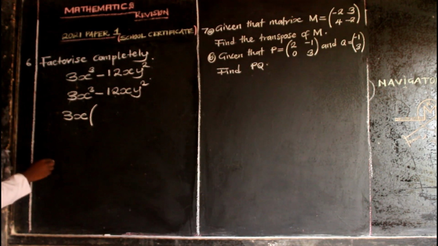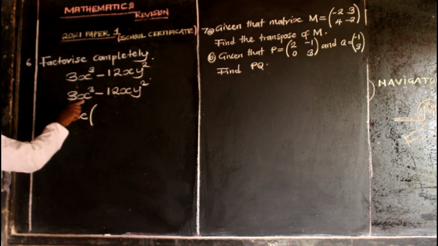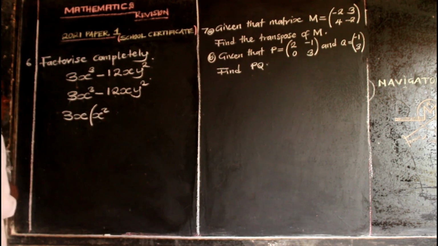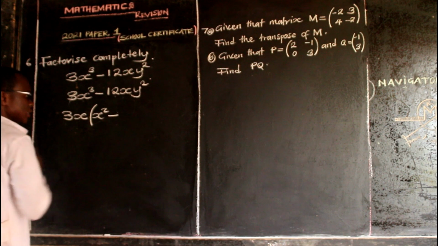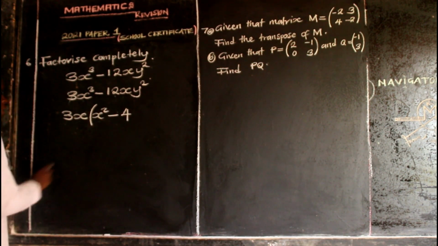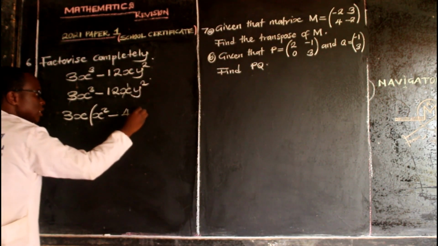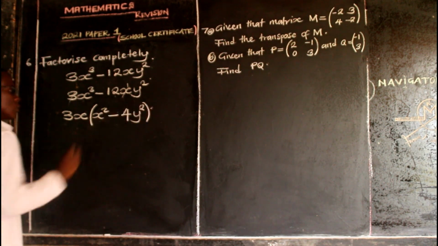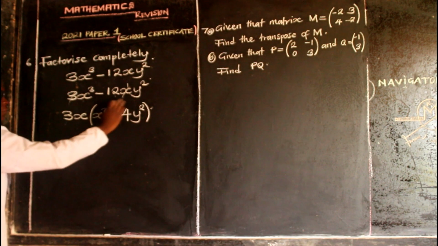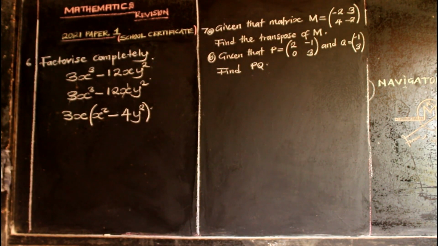3 into 3 is 1. Then x into x cubed is x squared. Then minus, 3 into 12 is 4. Then x into x is 1, and 1 times y squared gives y squared. So what you have inside the brackets is a difference of 2 squares. These are pairs of perfect square terms.